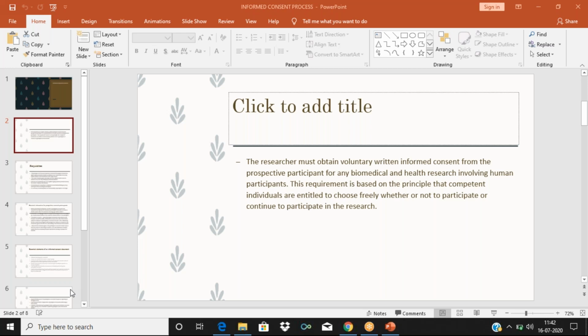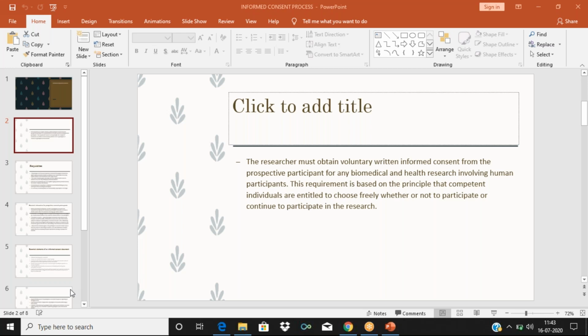Every researcher has to obtain this voluntary written informed consent. Voluntary means they are doing it by themselves. The researcher has to obtain the voluntary, written informed consent from the prospective participant, the participant who is going to be part of the study, for any biomedical and health research involving human participants. This requirement is based on the principle that competent individuals are entitled to choose freely whether or not to participate or continue to participate in the research.